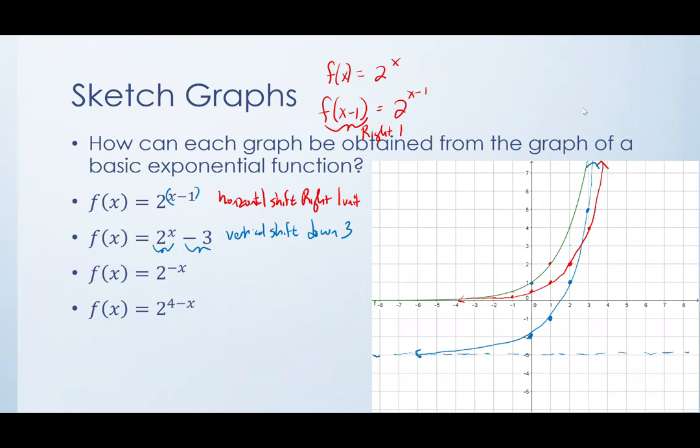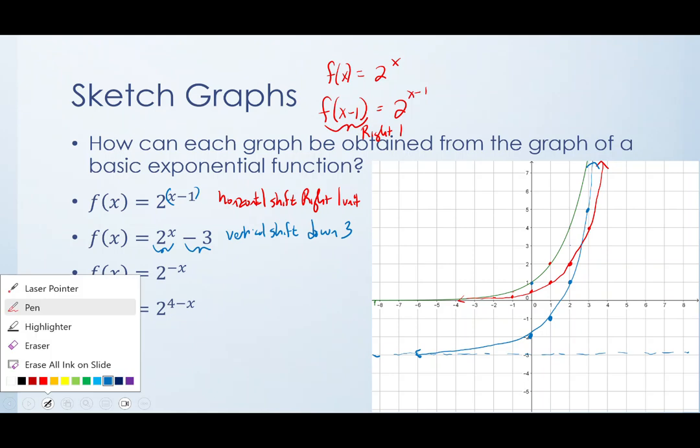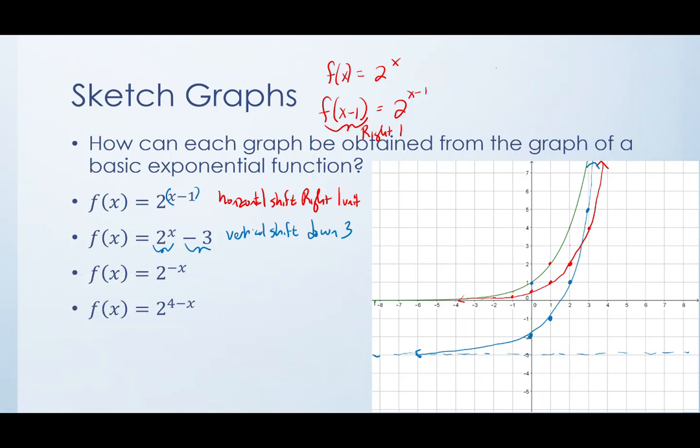All right. So what else we got? The next one, 2 to the negative x. We can basically think of that one. Let's make that one in green. All right. This is like, what would happen if we did f of negative x? That would be 2 to the negative x, right? So we can see this. We remember, oh, that was a reflection over the y-axis. All right.